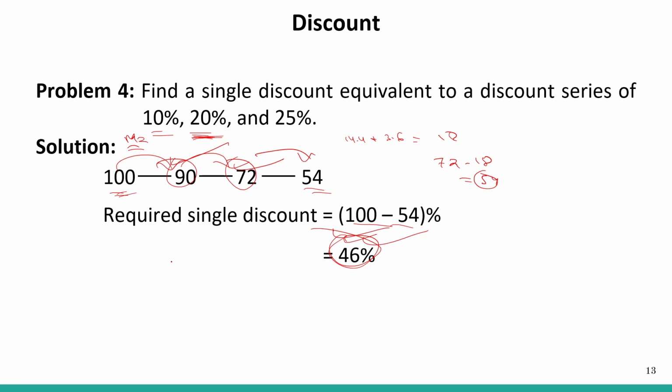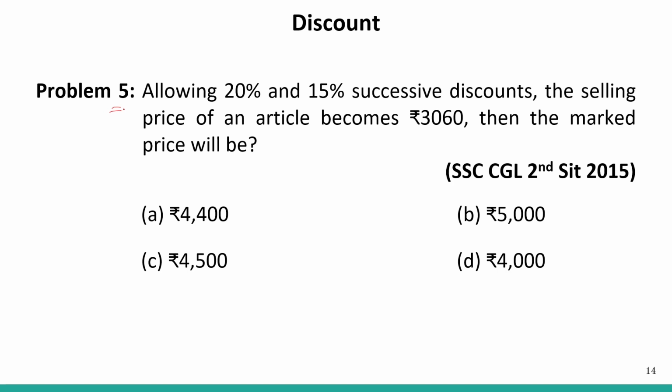Okay. So let's go forward with problem number 5. Allowing 20% and 15% successive discounts, the selling price of an article becomes 3060, right? So then the mark price will be what? Is it 4400, 5000, 4500 or 4000? This question appeared in the SSC CGL second sitting 2015 paper. Okay. So 20% and 15% successive discount.